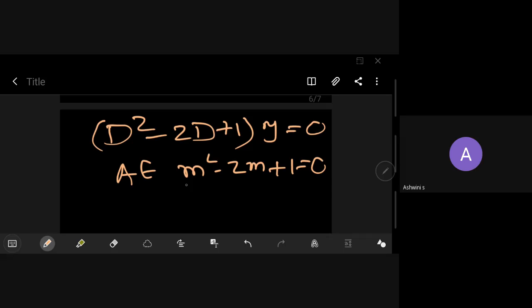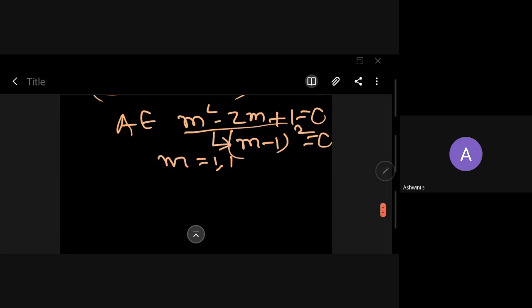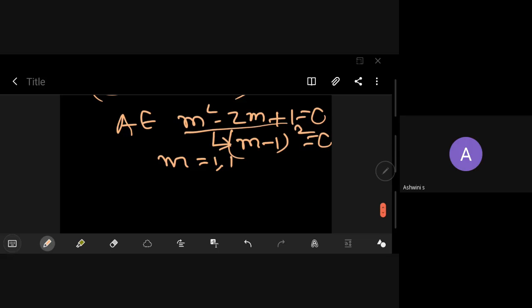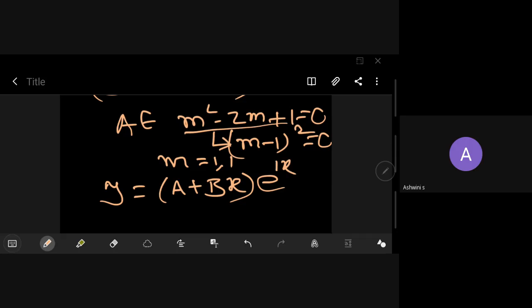Readily, the left hand side can be realized as (m minus 1) whole square is equal to 0. So here m is equal to 1, 1. So there are same real roots here. So the solution, or the integral, is (a plus b x) e power 1 into x, where a is a constant and b is another constant. So this will be the general solution.